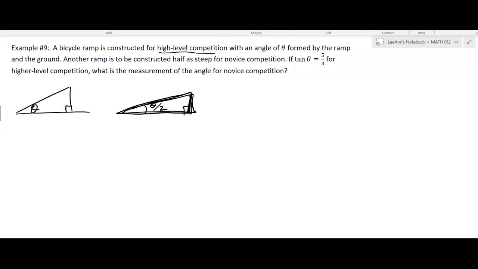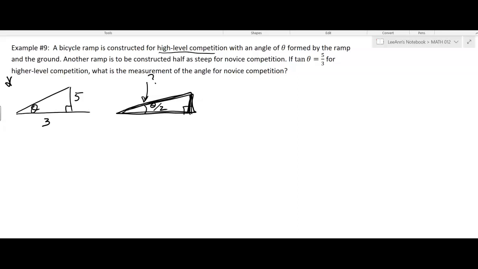Okay. If the tangent of theta, so back to the first angle, the steeper ramp, the tangent is 5 over 3. So that's opposite over adjacent, 5 over 3. That's for the higher level competition. What's the measurement of this angle right here? So that's the question. We want to find that angle measurement. Okay? So we're going to use a half angle formula like you might have suspected.